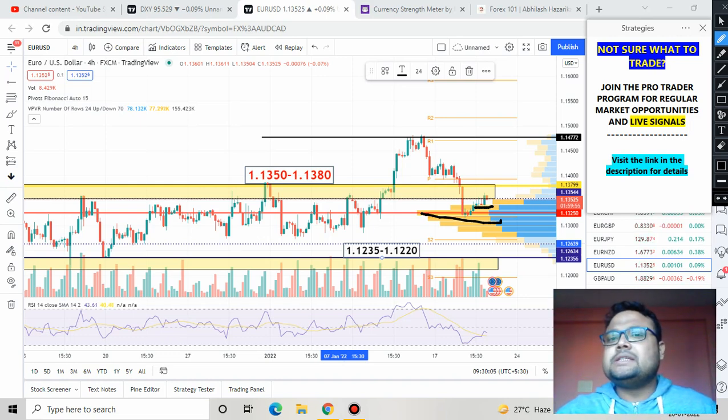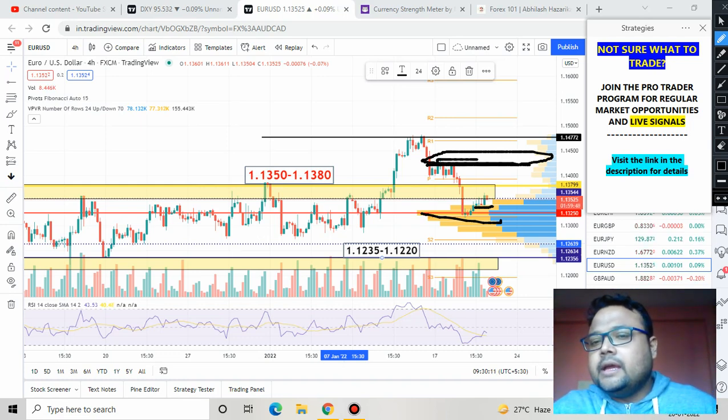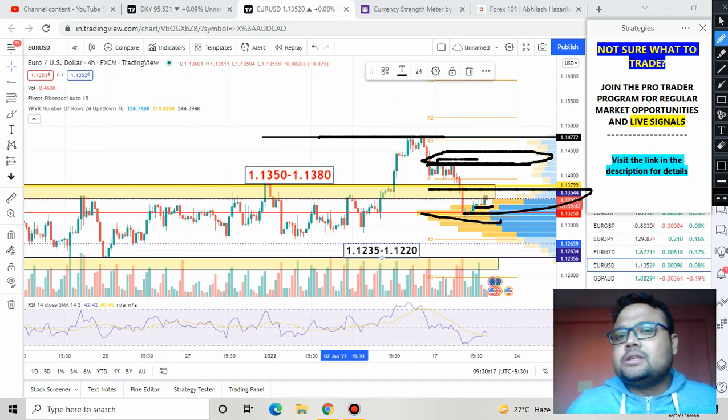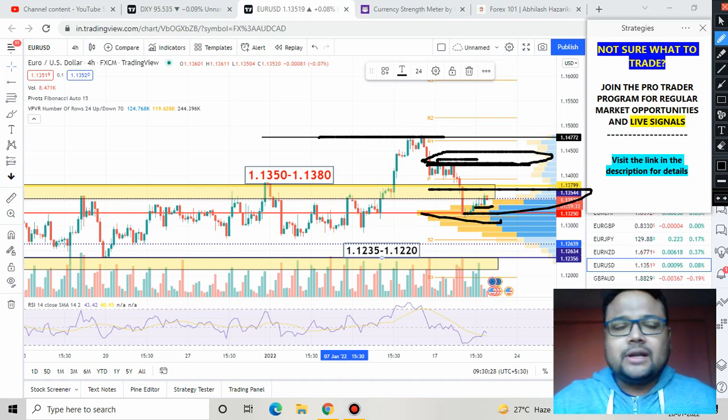Right now I will not suggest any sell position until and unless it reaches this particular level. Here you can take a sell position, but right now the market is trading here. At this moment I do not see any huge down move on the chart of Euro USD. So these are the levels where you can take the order. Let's see where the market goes, how the market reacts.